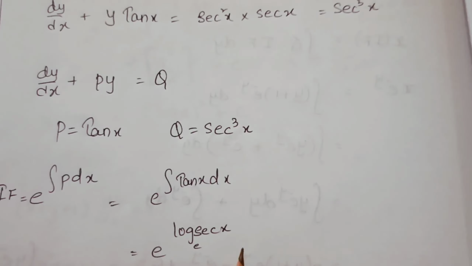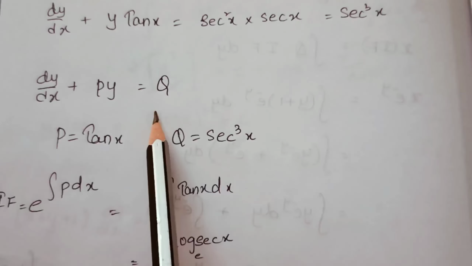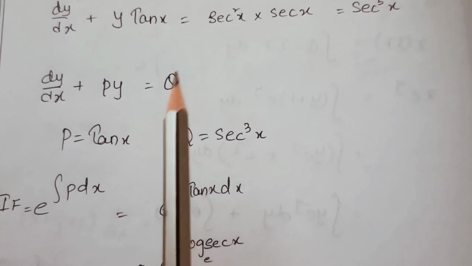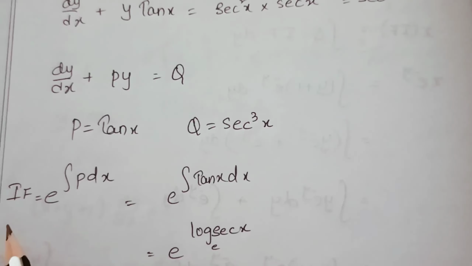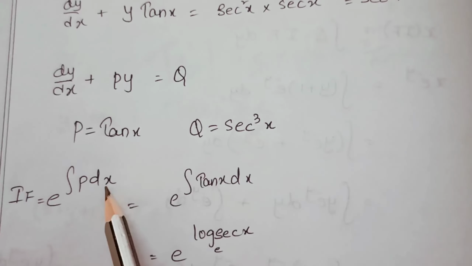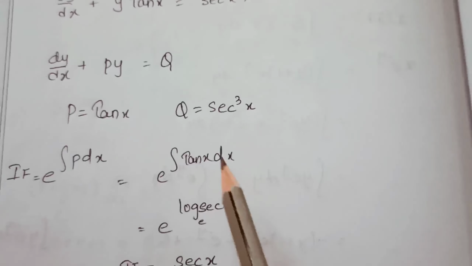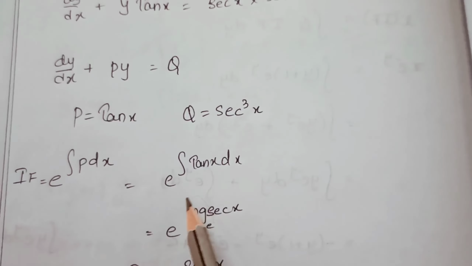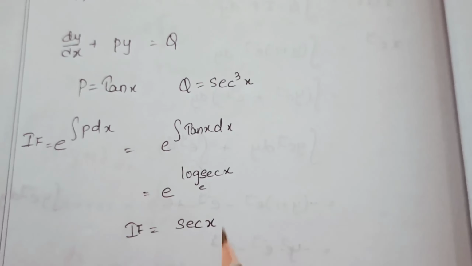Now the equation is in the form of dy by dx plus Py is equals to Q. So P is tan x and Q is secant cube x. The integration factor is e to the power of integral of P dx, which is e to the power of integral of tan x dx. Tan x integration is log secant x, base e. This e and log get cancelled, you will get secant x. The integration factor is secant x.